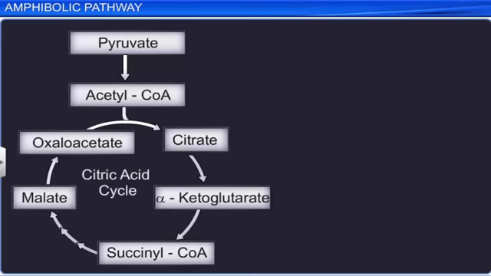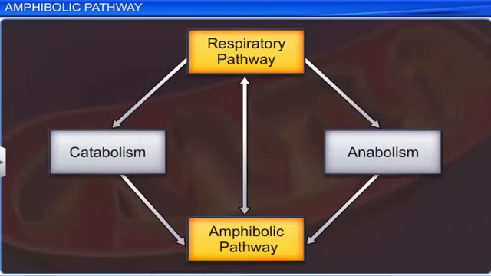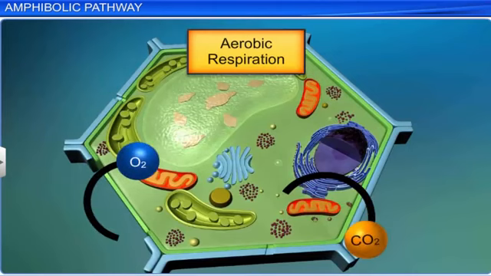Likewise, if the plant requires fats, it withdraws acetyl coenzyme A and citrate from the Krebs cycle to synthesize them. Thus, the respiratory pathway is involved in both catabolism and anabolism and is called an amphibolic pathway. As you know, aerobic respiration involves the consumption of oxygen and expulsion of carbon dioxide.